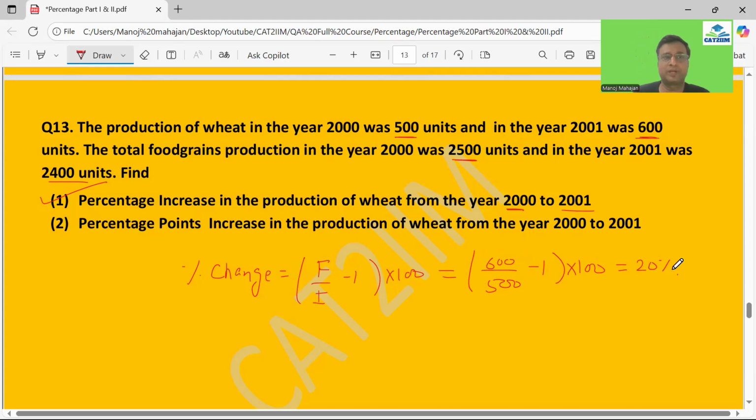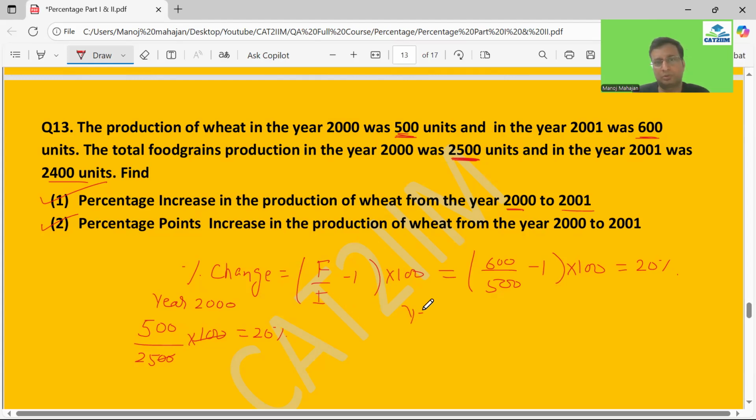Now the interesting thing would be to calculate the percentage points increase. So what we're going to do over here is, let's first calculate in 2000 what the percentage production of wheat is. For that, we're going to do 500, the production of wheat, out of what? Total 2500. So that is the first percentage figure we're going to calculate out here. What do I get over here is 20%. That was in the year 2000.